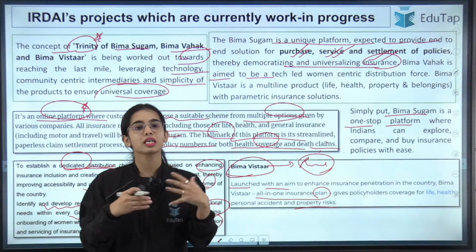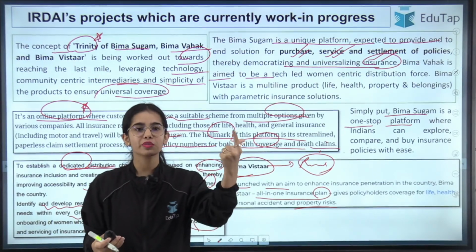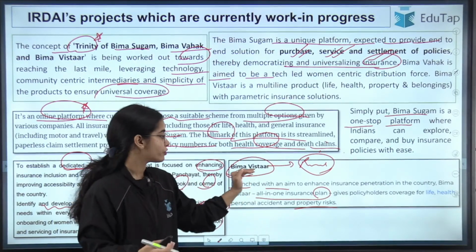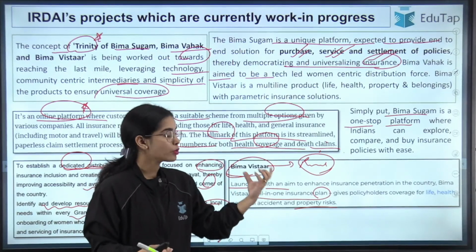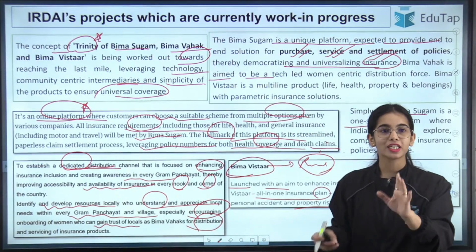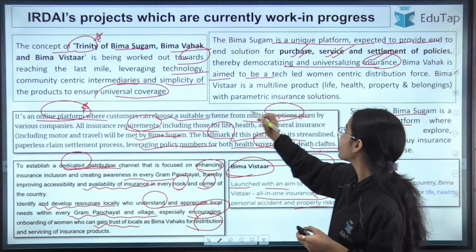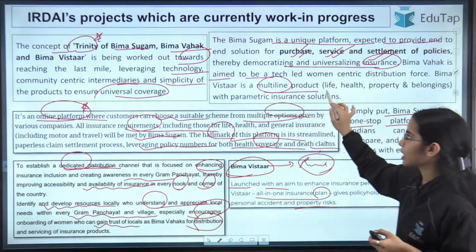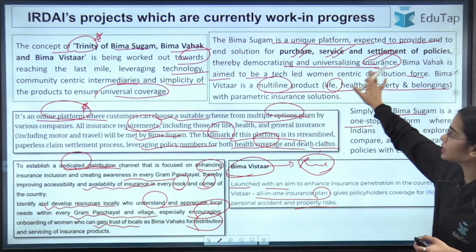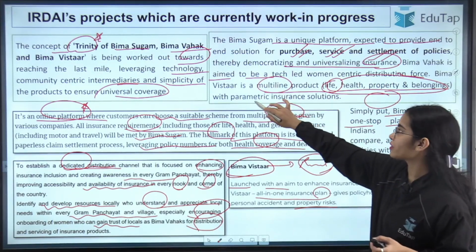Even in the urban areas there are many poor people that do not have the money to pay the premiums for life insurance, health insurance, motor insurance and such. So Bima Vistar is launched with an aim to enhance the insurance penetration. This is one product that is being provided, that is catering to the needs of life insurance, health insurance and such. Okay, so Bima Vistar is a multi-line product, such as life, health, property and belongings. All of these different products are combined in one product with parametric insurance solutions.